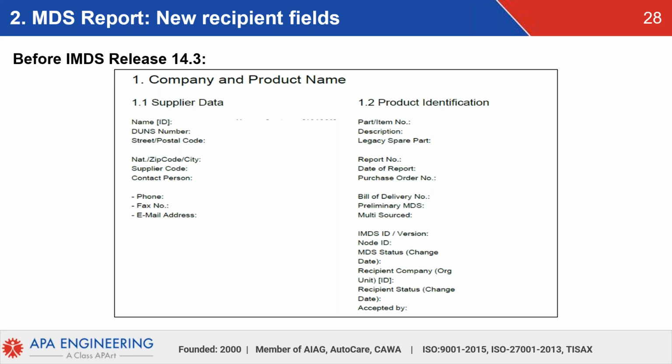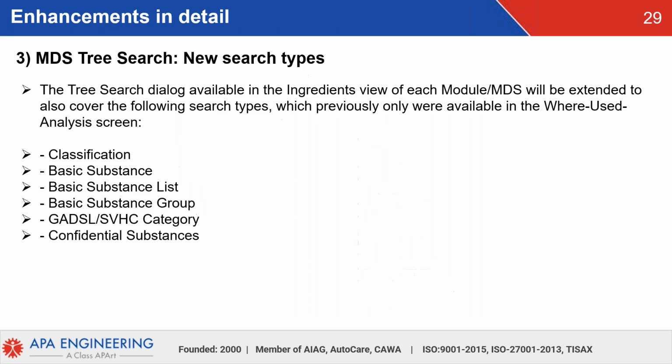So the only thing is, after the 14.3 release, we could also see an additional three options like drawing number, drawing change level, and drawing date. So that is an update which is going to happen this March. The next one is MDS tree search, so new search types.